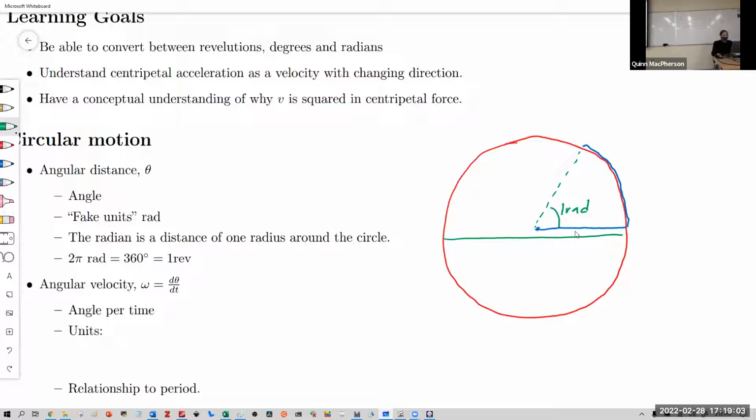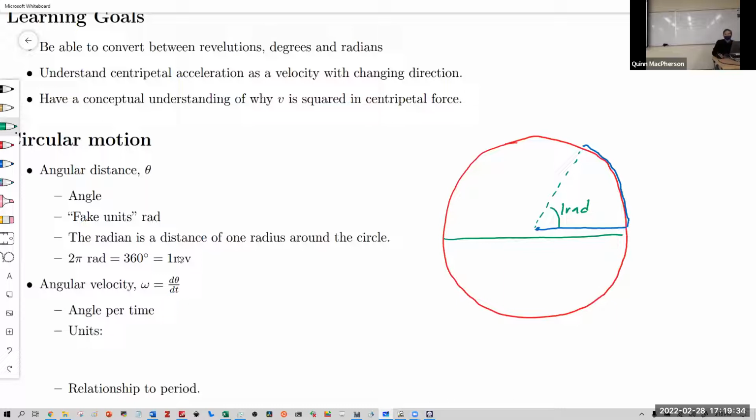So there are 2 pi radians to go around a circle. Hence the conversion between radians and revolutions is there are 2 pi radians in 1 revolution. How many degrees to go around a circle? 360, right? That's the definition of degrees. You need 360 degrees to go around a circle. So 360 degrees is 2 pi radians is 1 revolution.